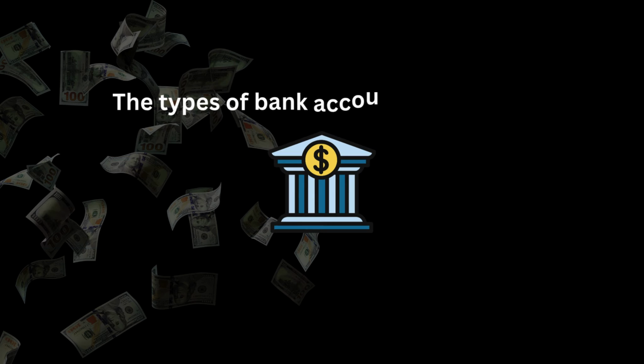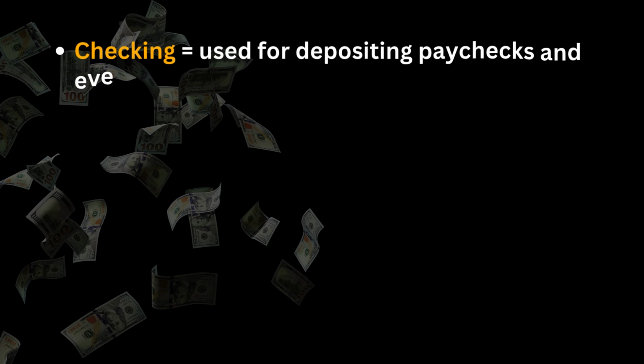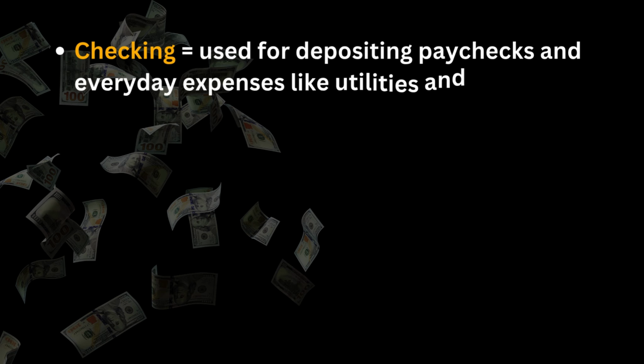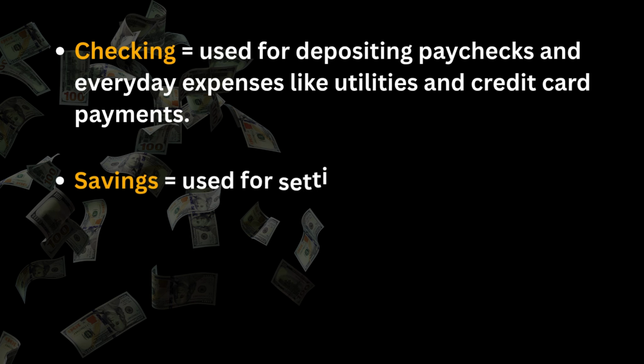Let me briefly explain the types of bank accounts in the US. Checking accounts are used for depositing paychecks and everyday expenses like utilities and credit card payments. They come with a debit card and checkbook and are the most common type of account. They typically don't earn interest or only very little. Savings accounts are used for setting aside excess funds. They do earn interest and you can withdraw money anytime.